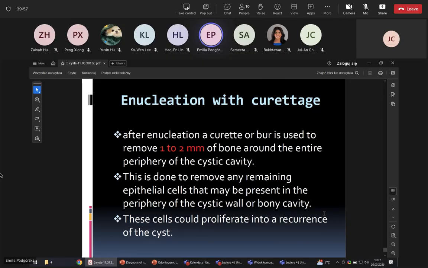After enucleation, a round bur is used to remove 1 to 2 millimeters of bone around the entire periphery of the cystic cavity. This is done to remove any remaining epithelial cells that may be present in the periphery of the cystic wall or bone cavity. These cells could proliferate into a recurrent cyst.